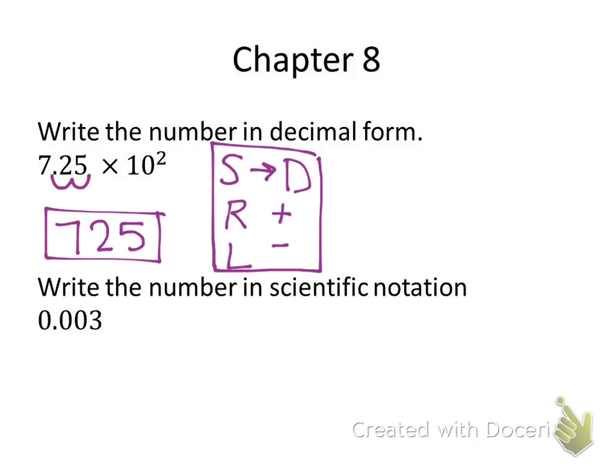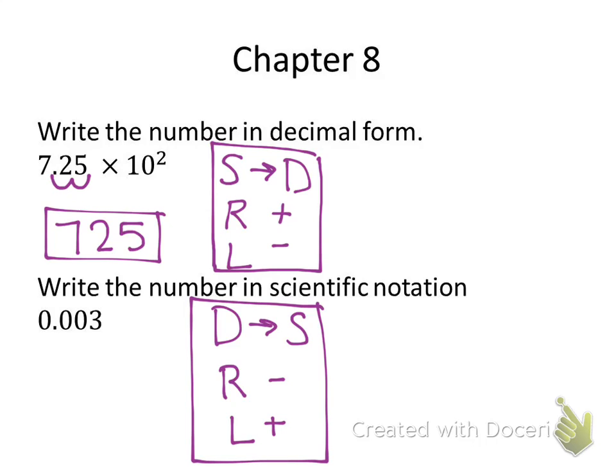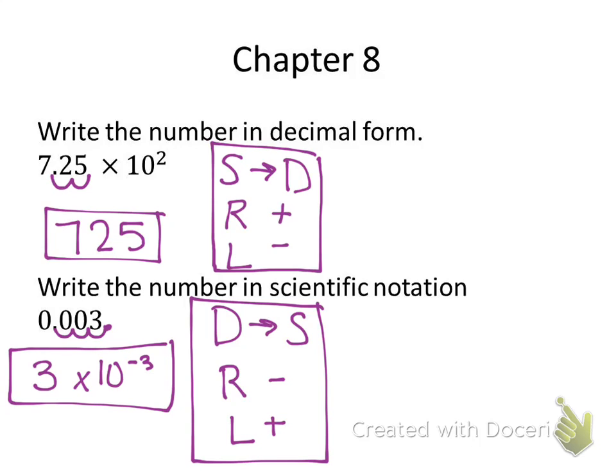Now, the chart is exactly the opposite when you go from decimal to scientific. So from decimal to scientific, when I move to the right, it is a negative exponent. When I move to the left, it's a positive exponent. So it's exactly opposite. Which way do I need to move this decimal? To the right, because I've got to get that decimal behind the first whole number, which is 3. So I'm going to have 3 times 10. How many places did I move it? 3. And I went to the right, so I know that's going to need to be a negative 3. And that is my final answer for the scientific notation.